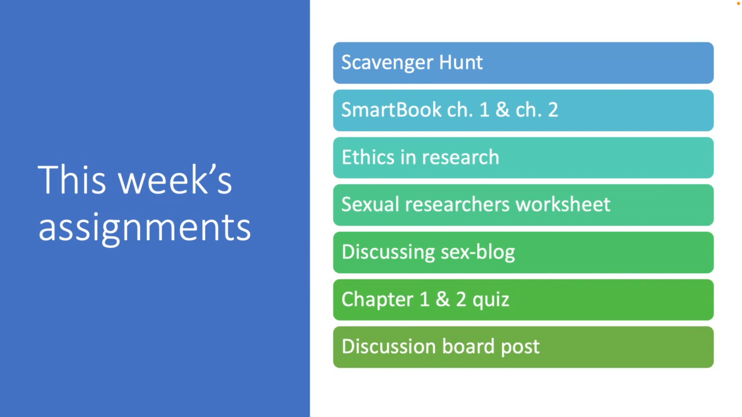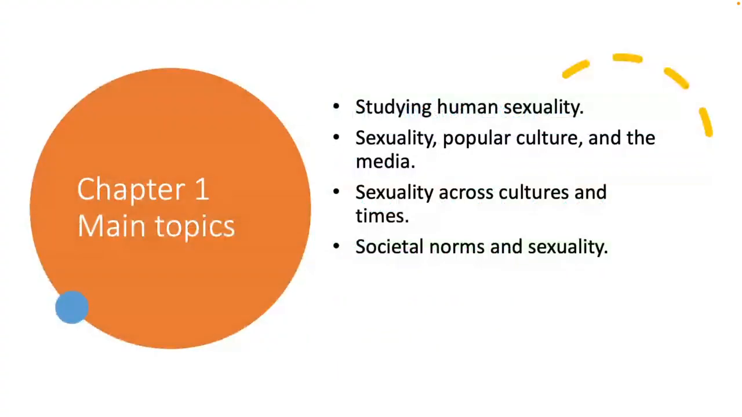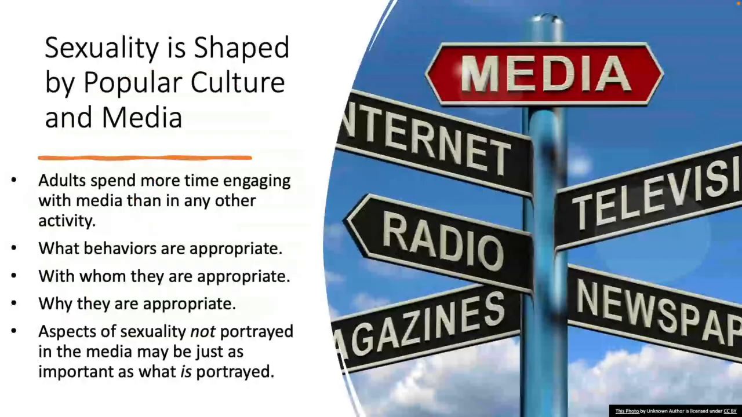This is an 8-week course. It'll go by very quickly, and I know you can do it. So this week we are covering chapters 1 and 2. So I'll first start this with chapter 1. And the main topics will be studying human sexuality, sexuality, popular culture, and the media, sexuality across cultures and times, and then some of the societal norms and sexuality.